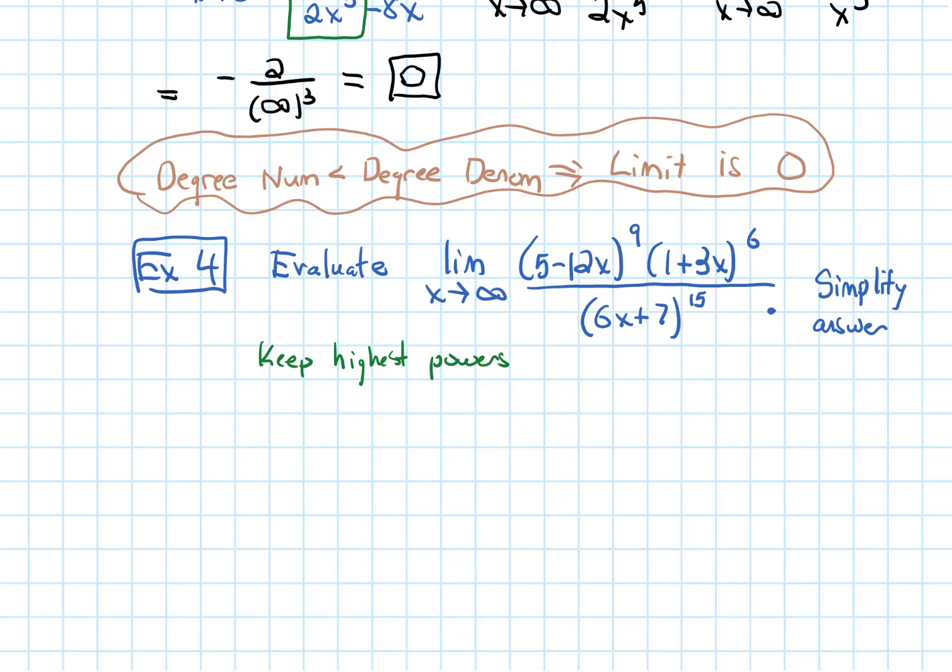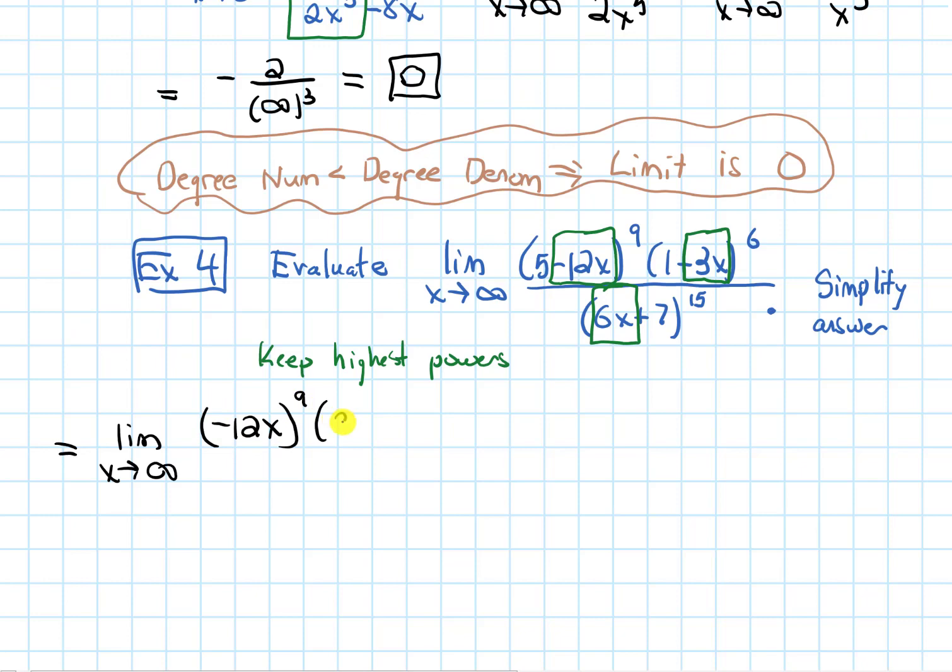So in the first parentheses, that's this minus 12x. And the next one, it's 3x, plus 3x. And in the denominator is that 6x. All right, so if we just keep those, we get the limit as x goes to infinity of negative 12x to the 9 times, this was a positive 3x to the 6 over positive 6x to the 15.